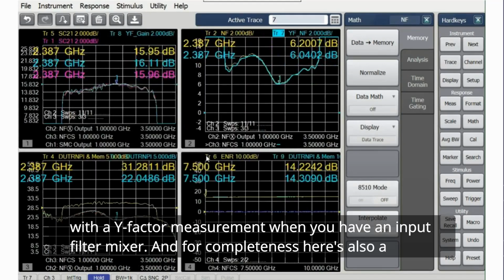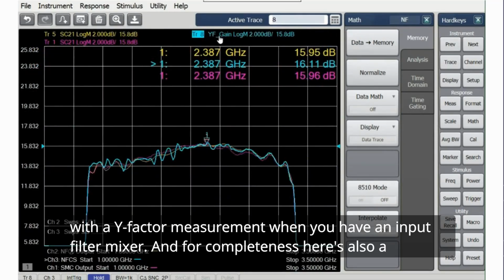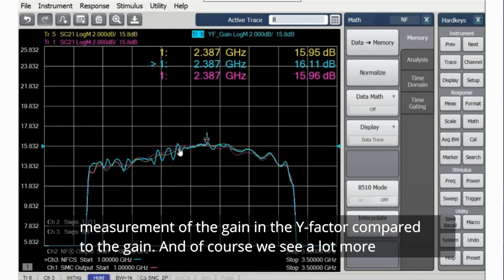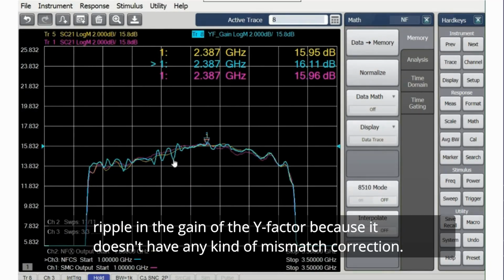So this illustrates that you can get reasonable results with a Y factor measurement when you have an input filtered mixer. And for completeness, here's also a measurement of the gain in the Y factor compared to the gain. And of course, we see a lot more ripple in the gain of the Y factor because it doesn't have any kind of mismatch correction.